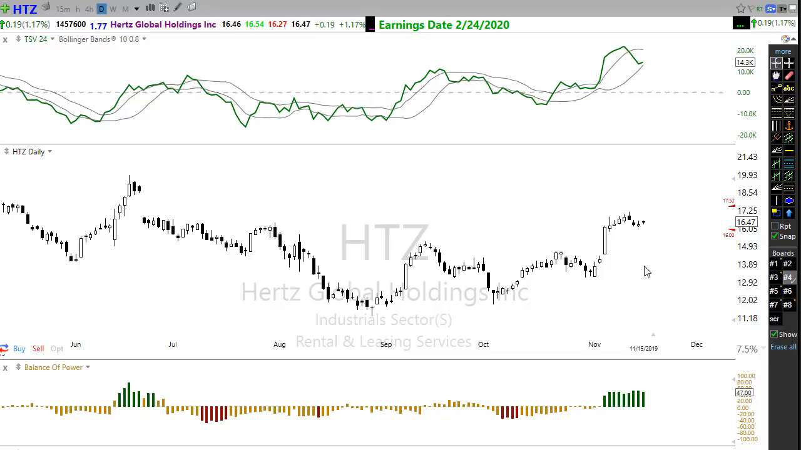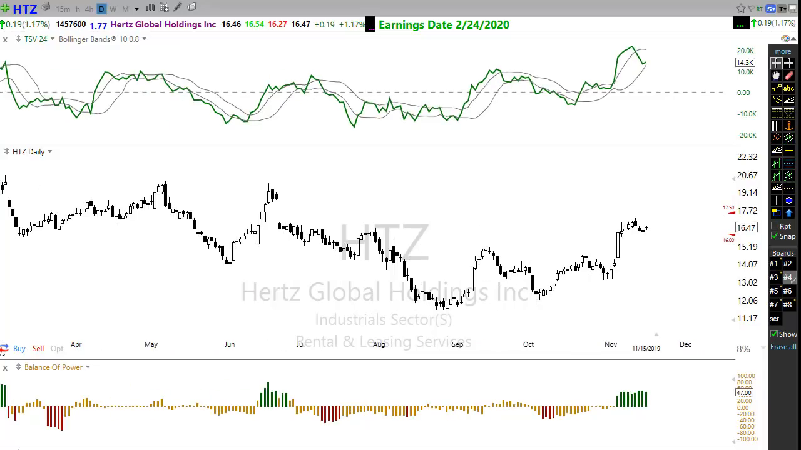But once again, the most important thing is price. Do we need TSV here or balance of power here in this chart to see that something has changed here in this chart? Do we need that? If we read price action, can we do this without any indicator? Yes, we absolutely can.